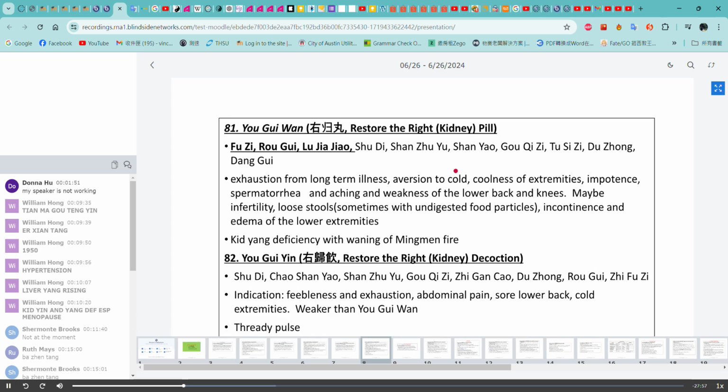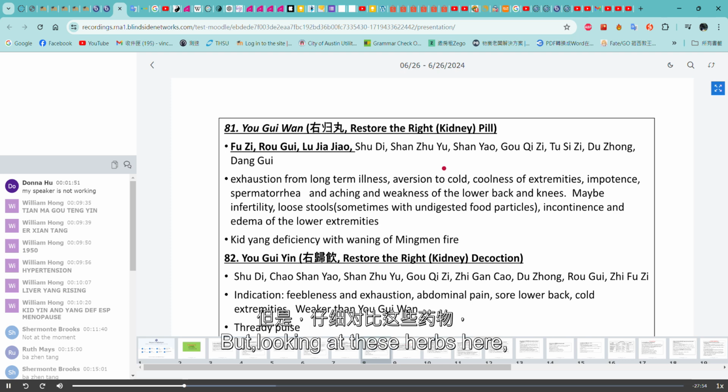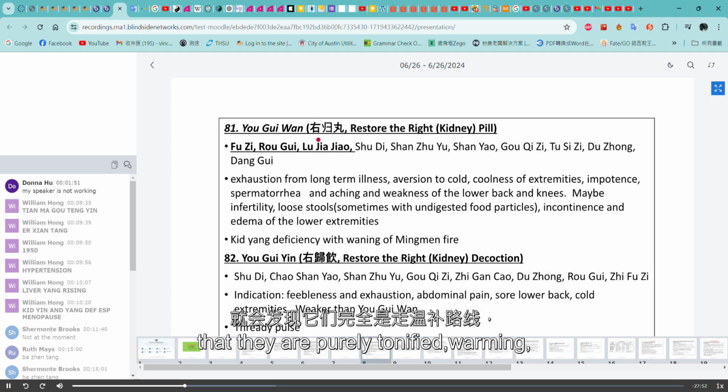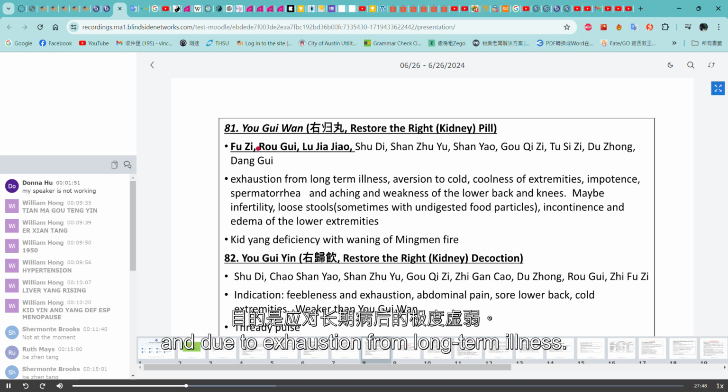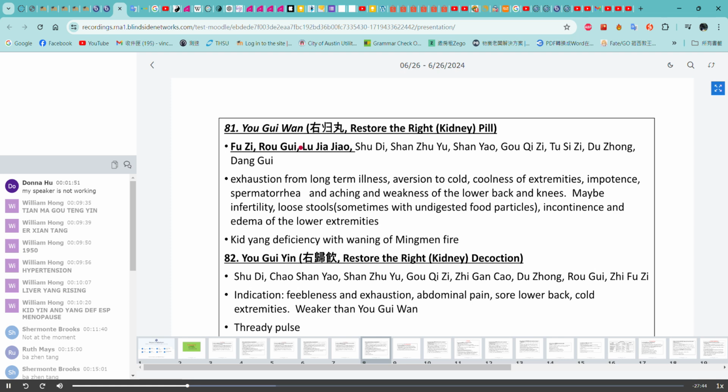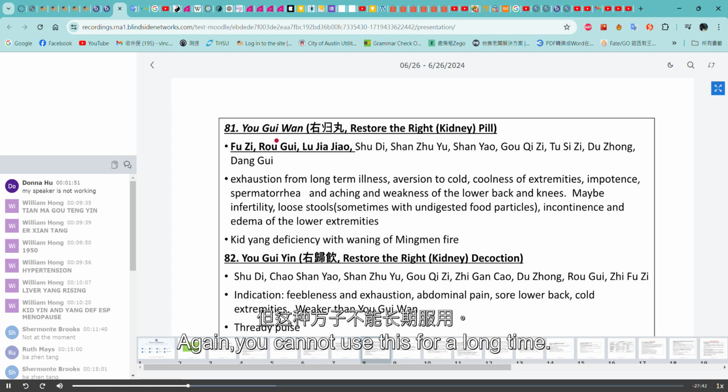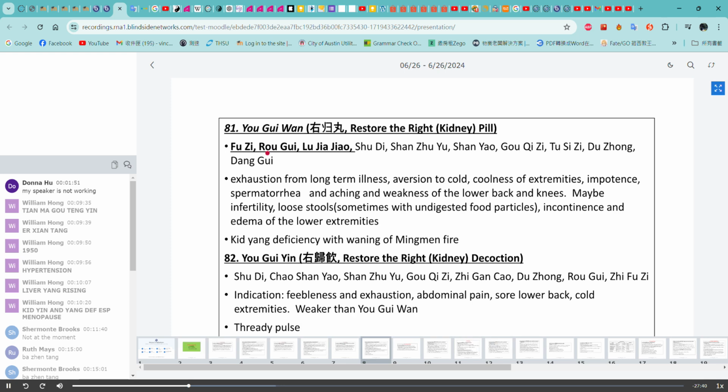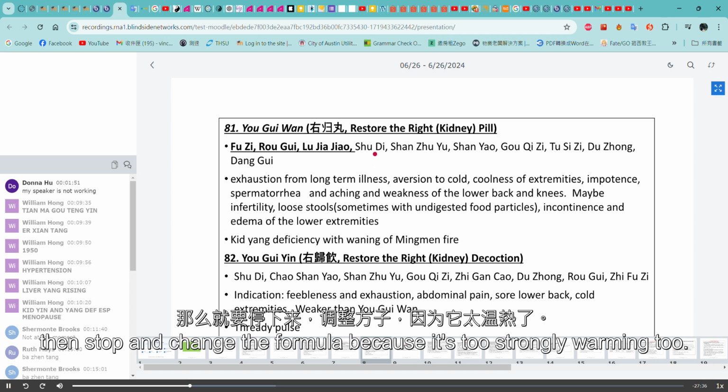So this is difficult to just compare with Shen Qi Wan. How do I know? Pretty similar, but looking at these herbs, they are purely tonifying and warming, due to exhaustion from long-term illness. Then again, you cannot use this for long term. You use it for about a week, then stop and change the formula, because it's too strongly warming.